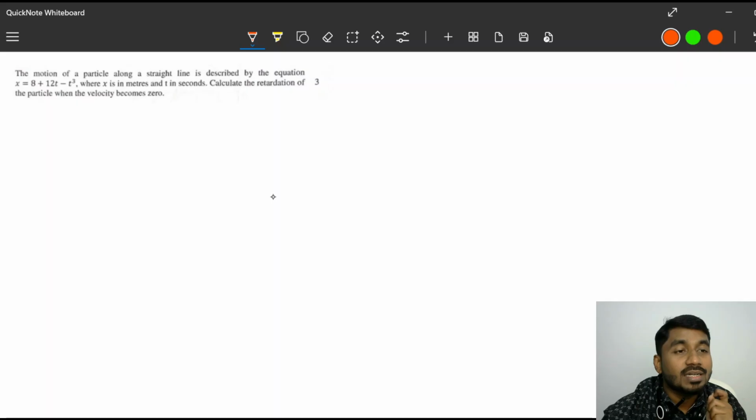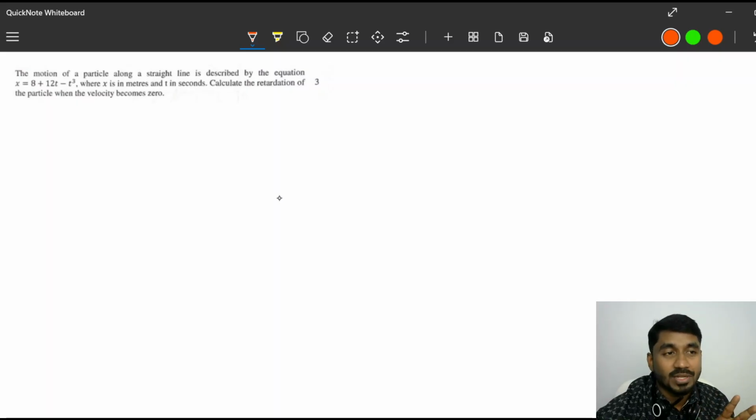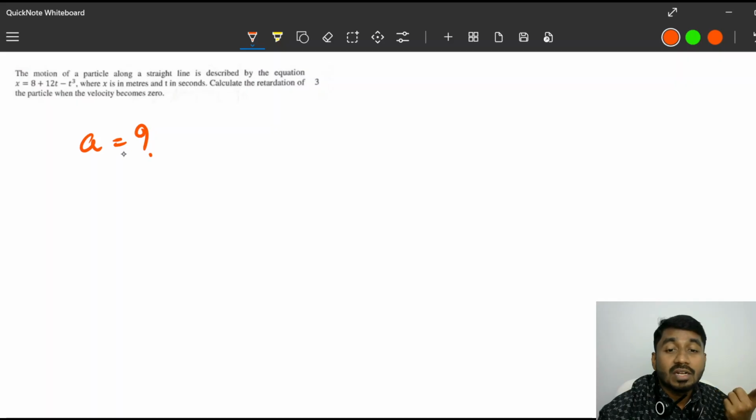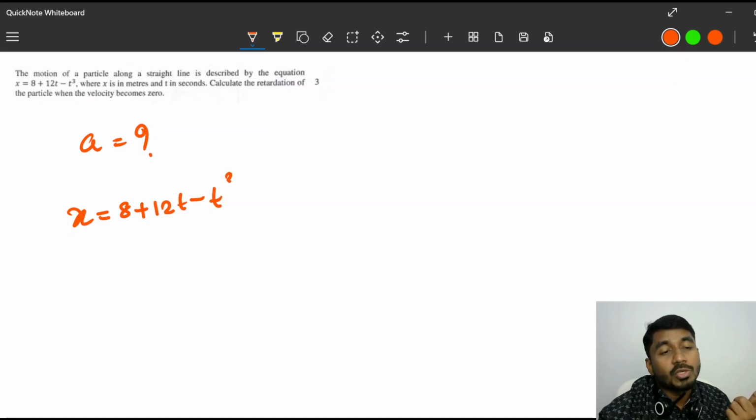The motion of a particle along a straight line is described by, calculate the retardation of the particle when the velocity becomes 0. Very simple question. Calculate the retardation means acceleration. Okay. So position is given. We need to find the retardation. But when the particle velocity becomes 0. So take the equation of position 8 plus 12t minus t cubed. So find the velocity, take the derivative of position with respect to time.